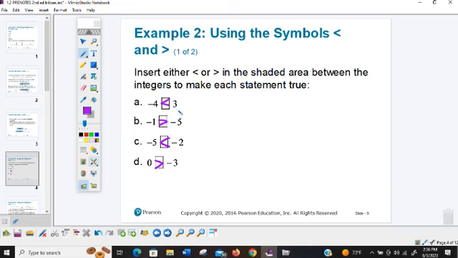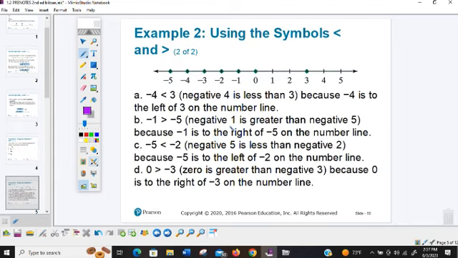So we have negative 4 is less than 3. Negative 1 is greater than negative 5. Negative 5 is less than negative 2. And 0 is greater than negative 3. And they show you this on the next slide. Okay? Shows you where these points would be. And that's how we got less than, greater than, less than, and the last one was greater than.